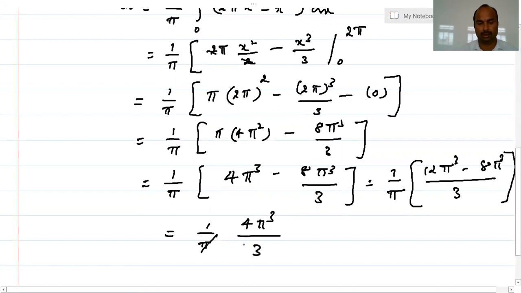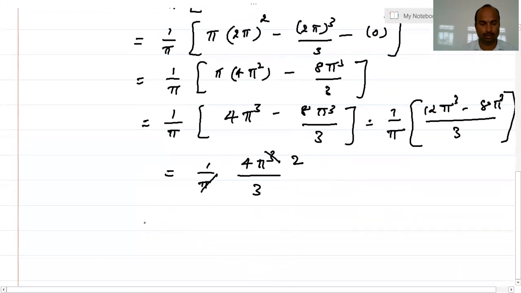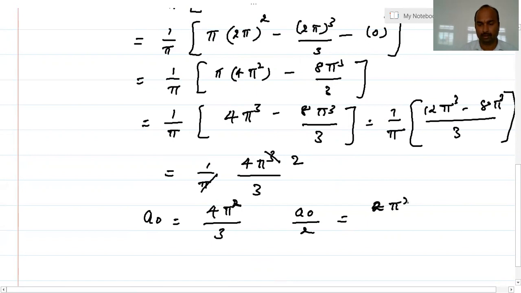So here pi and pi cube becomes pi square. So a naught is 4 pi square by 3. Or if you divide it by 2, a naught by 2 will be 2 pi square by 3. So this is a naught.